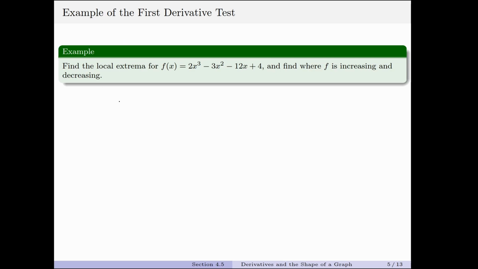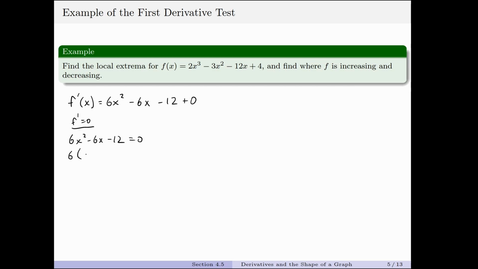So let's look at an example. The first step was to find the critical points for this function. So I'm going to take the derivative. Using the power rule, the 3 comes down, so we get 6x squared minus 6x minus 12 plus 0. And we want to find where the derivative is 0 or undefined. So it's going to be 0 when 6x squared minus 6x minus 12 is equal to 0.